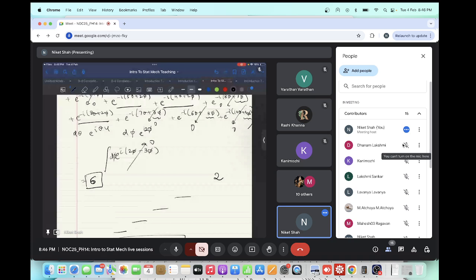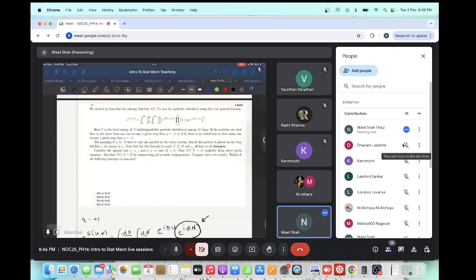So S of n equal to 2, we did explicitly by solving the above equation and also by enumerating all possible configurations, and we got the same answer. By comparing, we got the same answer. Now they're also asking which of the following entropies is non-zero. Which of the following entropies is non-zero? That's the second part of the same question.